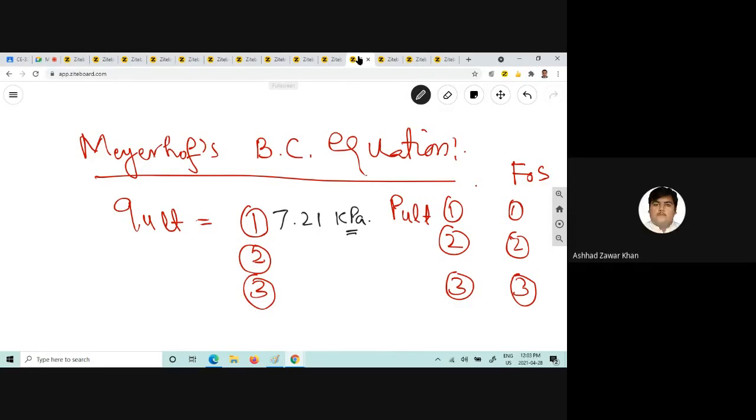Sir, P ultimate 2.4. Okay, so we are getting 2.4 now. Oh, sorry. Sir, P ultimate. Okay, I got it. Yeah. This would be 2.4. I would say kilo Newton per meter, and this would be in kPa.